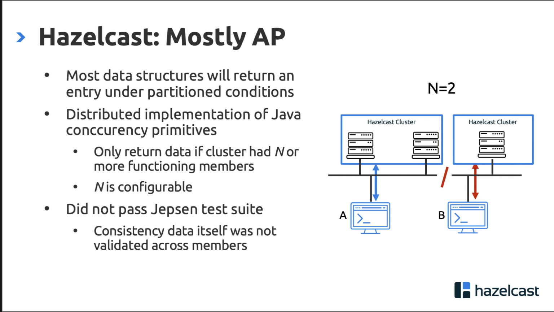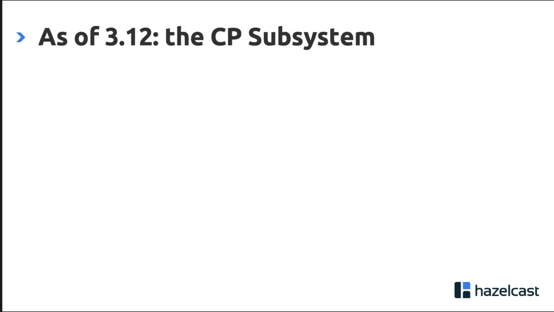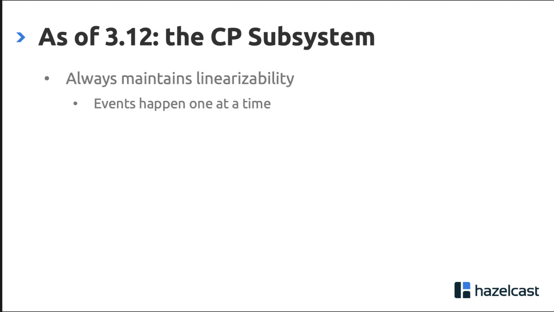One of the limitations was that the data contained by the consistency data structures was not itself validated across all the other cluster members. Although it was unlikely that an operational cluster would get out of sync, it was still possible due to the asynchronous method Hazelcast uses to replicate data across the distributed cluster members. Asynchronous is good enough for AP, but not for CP. In Hazelcast IMDG 3.12, we introduced the CP subsystem within the Hazelcast cluster. The CP subsystem maintains the linearizability of operations that write to or read from the data stored in the subsystem. Events happen one at a time in a linear fashion to ensure that there's one single known state, atomic state, for a given data entry at any given moment.